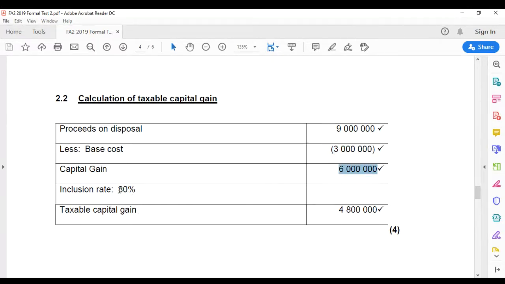And in the case of a company, the inclusion rate is 80%. So we take 80% times that 6 million rand, and that provides us with a taxable capital gain of 4,800,000 rand. And then we add that to our taxable profit before we calculate our income tax expense.